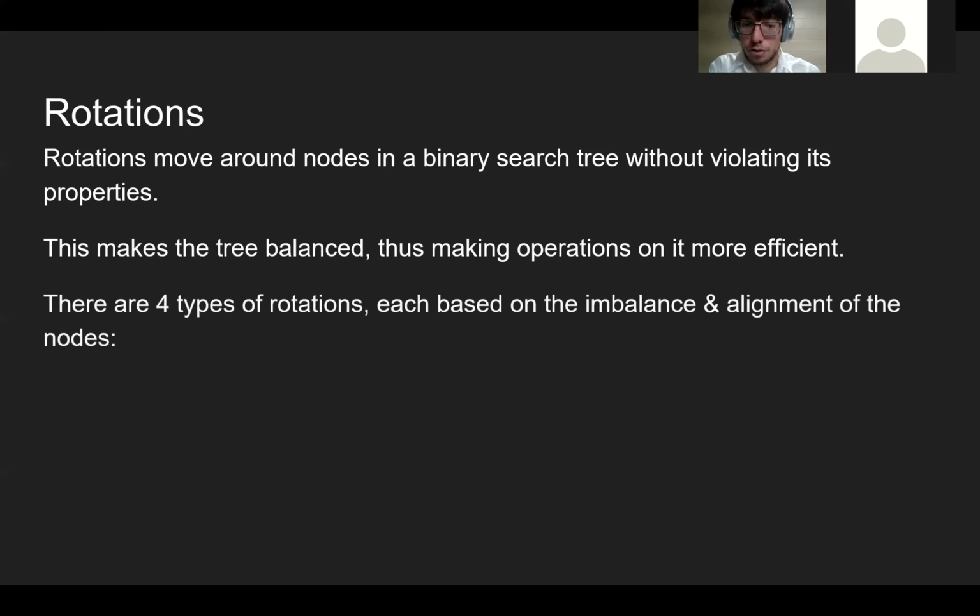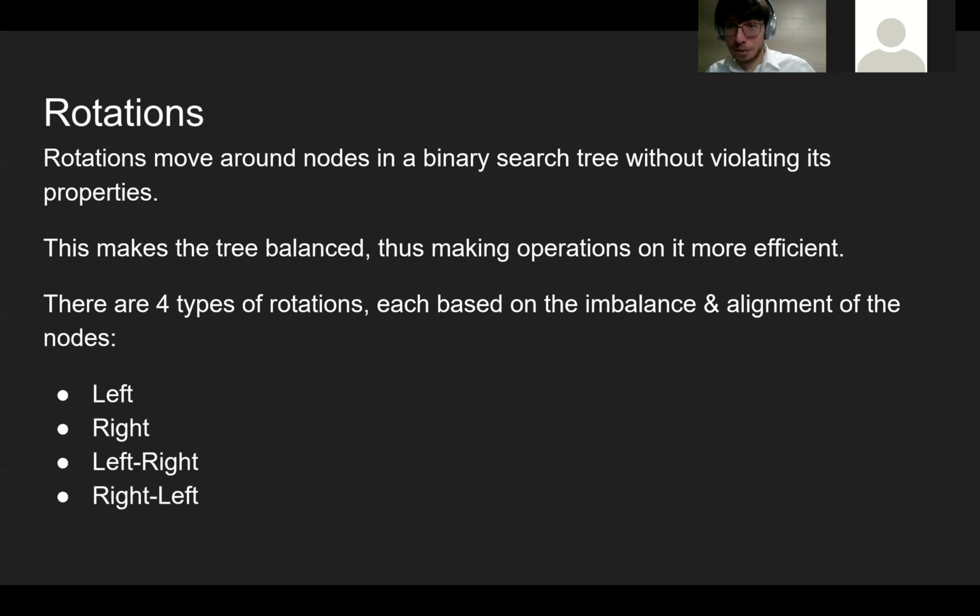So there are 4 types of rotations. First kind of rotation is a left rotation. We have a right rotation. We have a left-right rotation. We have a right-left rotation. Those are 4 types of rotations.